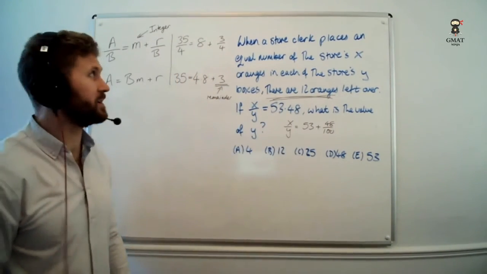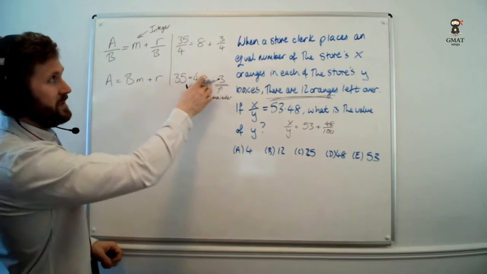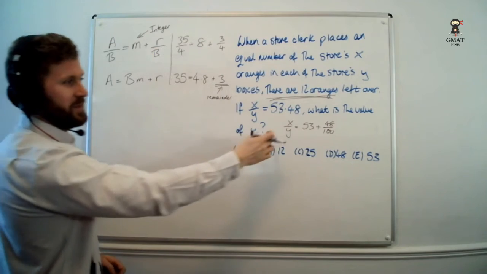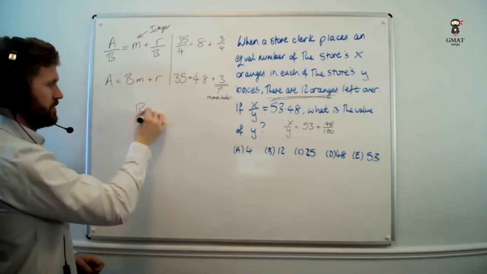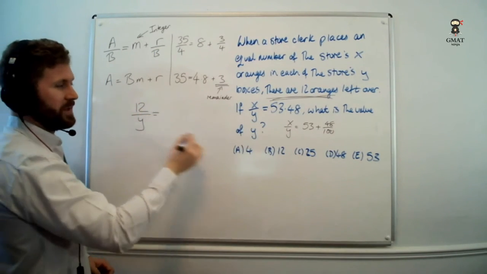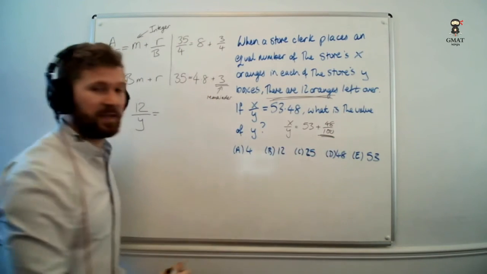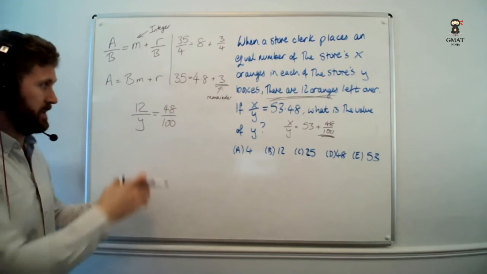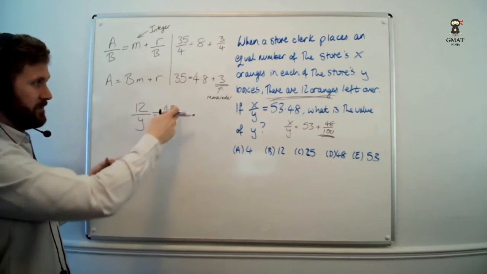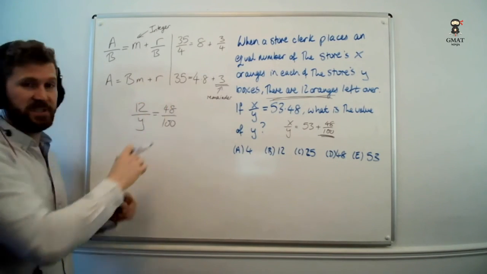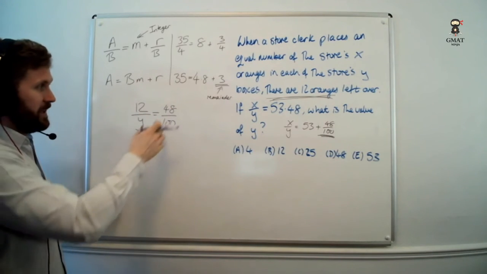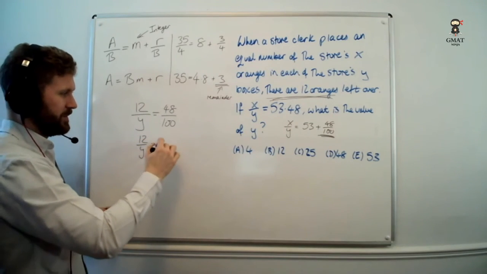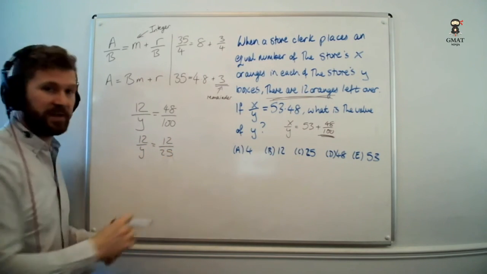Now, I've got a remainder in the question. There are 12 oranges left over. So my remainder divided by what I'm dividing by, in this case, y, 12 divided by y, well, that's equal to the bit left over, 48 over 100. Now, in this case, I've got 48. I know that 12 and 48 are in a similar times table. If I divide this right-hand side, top and bottom, by 4, I'd end up with 12 over 25.